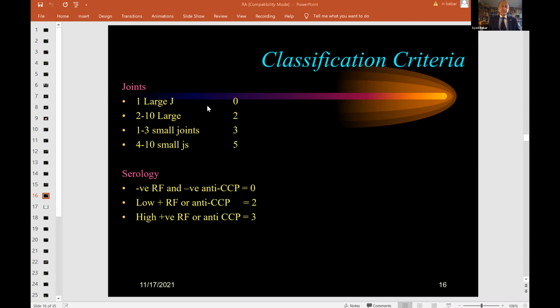we don't score anything. 2 to 10 large joints, score 2. 1 to 3 small joints, 3. 4 to 10 small joints, 5. Similarly, negative rheumatoid factor and negative anti-CCP scores 0. Low rheumatoid factor or low anti-CCP will score 2. High positive rheumatoid factor and high positive anti-CCP will lead to 3. So if we make the calculation reach more than 6, the person has rheumatoid arthritis.